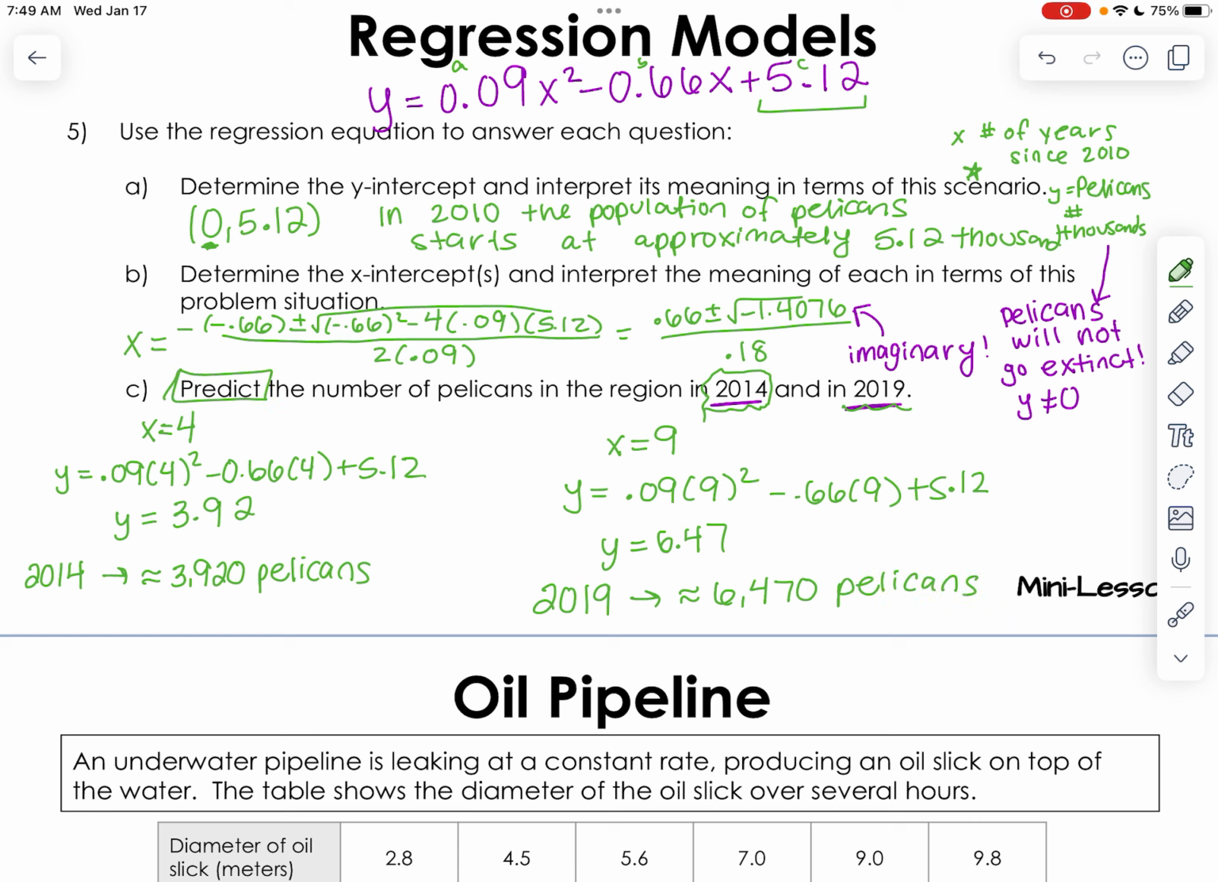And the way that regression models work is that we use them to predict what the y value will be in X number of years or minutes or whatever the model is talking about.